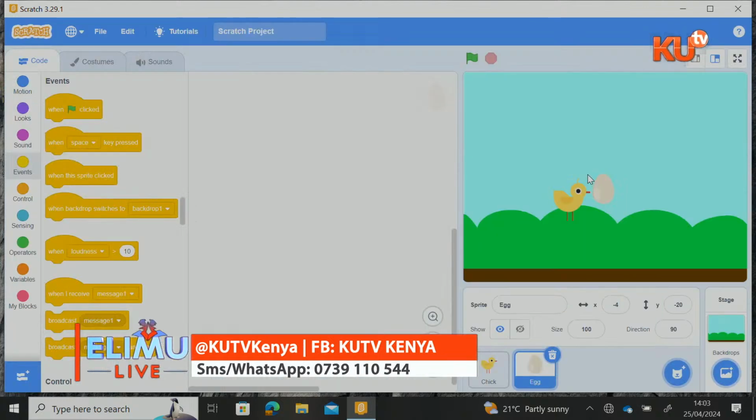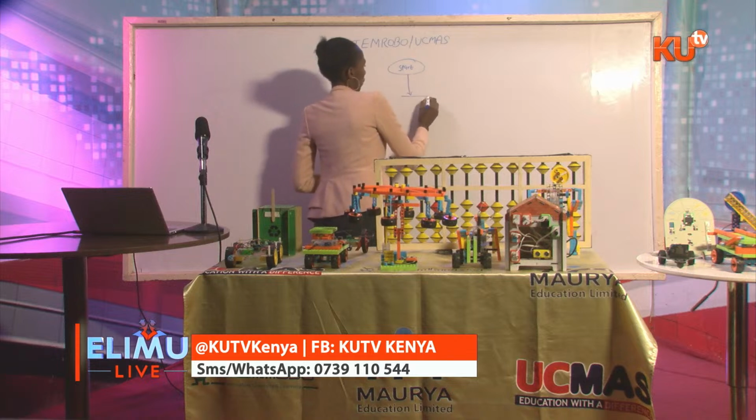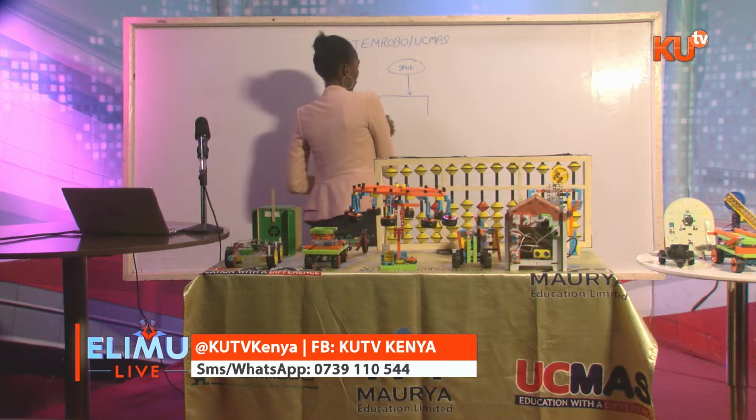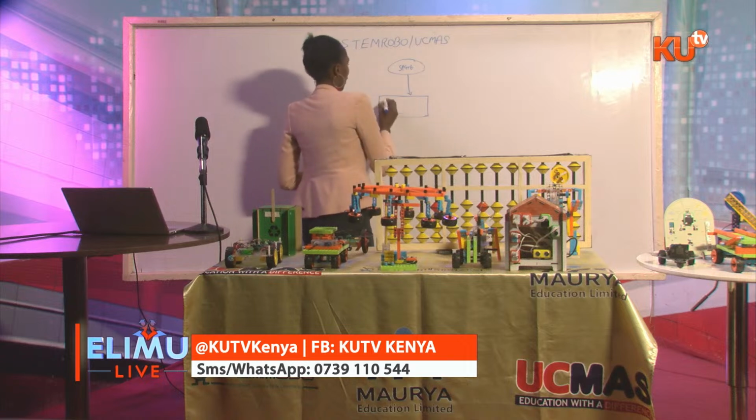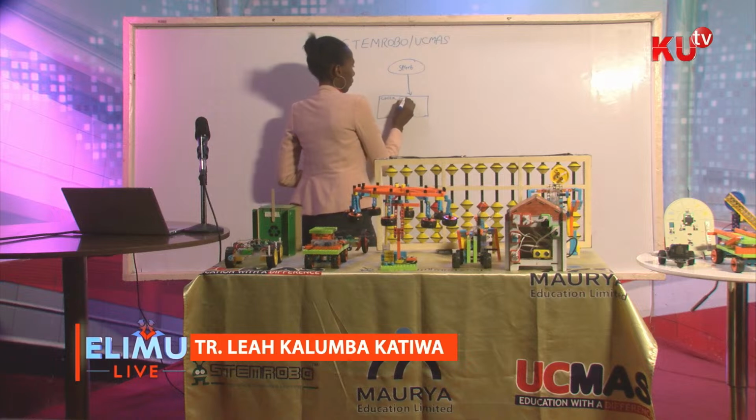So now we are going to start by doing a game plan. In game plan, we normally use a flowchart. The oval shape shows start. Then we have an arrow to show direction. Here we have the process, what is going to be happening. So here we have the chick jumping, and we have the egg gliding.